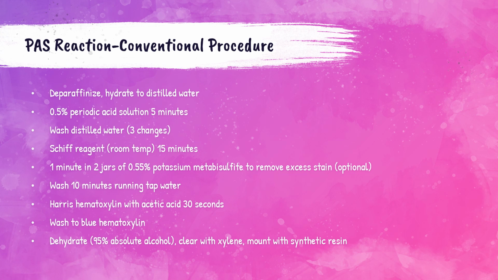After this, it is optional to wash for 1 minute each in 2 jars of 0.55% potassium metabisulfite to help to remove excess stain. Then the sections should be washed in running tap water for 10 minutes. This allows it to develop its full color. The sections should then be counterstained using Harris hematoxylin with acetic acid for 30 seconds. Sections then need to be washed well to blue the hematoxylin. Dehydrate with 95% absolute alcohol, clear with xylene, and then mount it with synthetic resin.